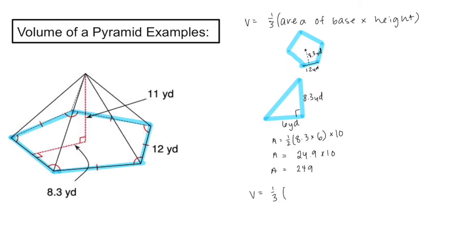So now we're going to plug it into the formula, take the area of the base times the height, which is 11 yards, and multiply by 1/3. When all is done, I get that the volume of this pyramid is 913 yards cubed.